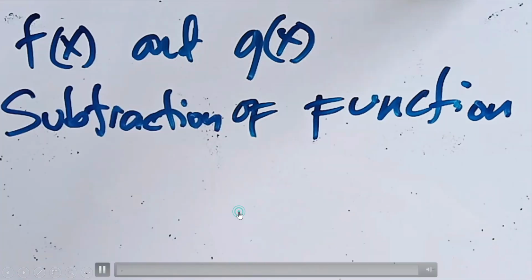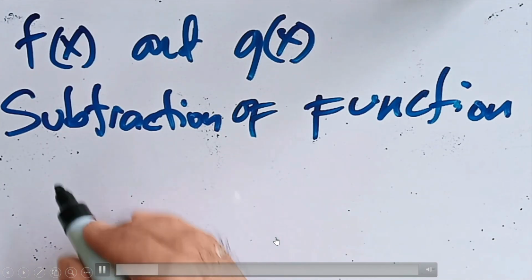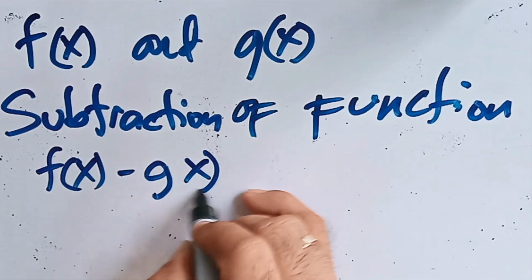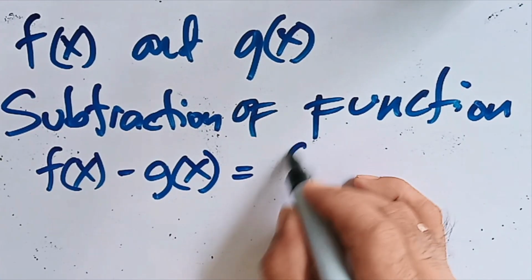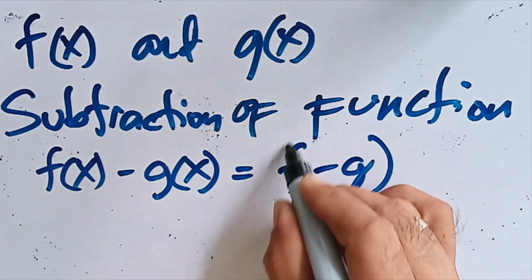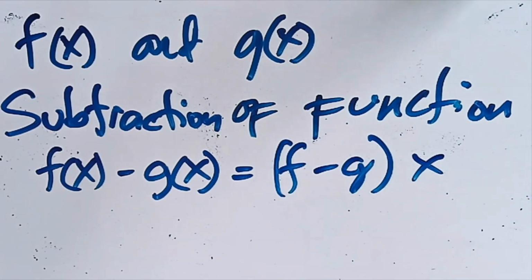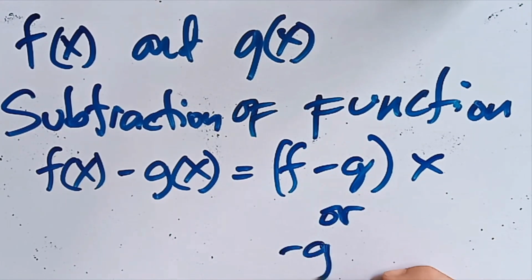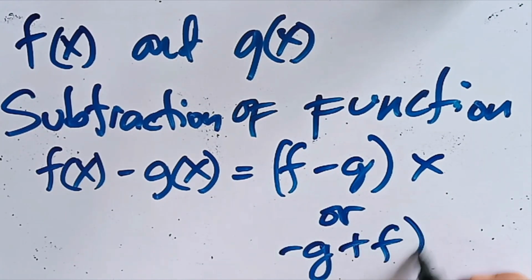In the subtraction of functions, if we subtract f of x minus g of x, that will give you the value of f minus g of x, or you can write it this way, negative g plus f of x.